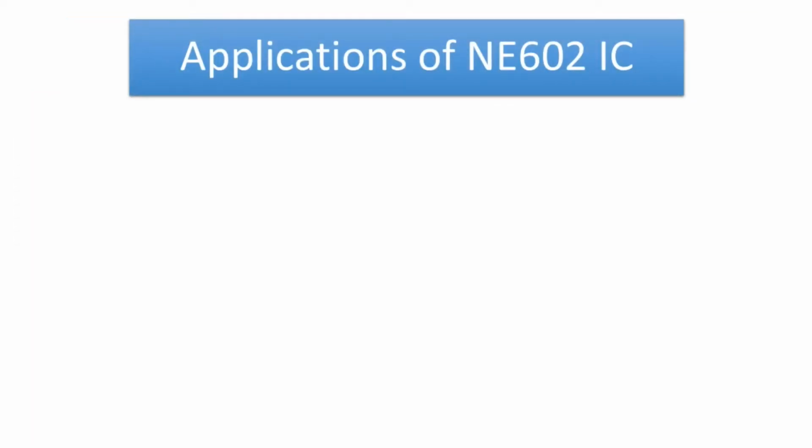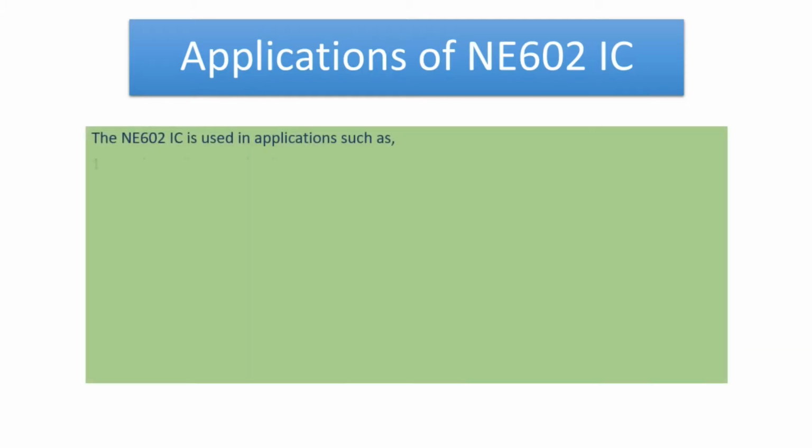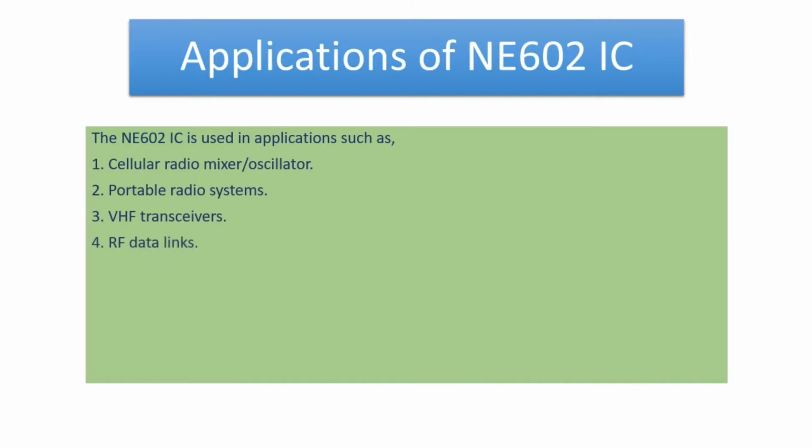Applications of NE602 IC. The NE602 IC is used in applications such as 1. Cellular radio mixer oscillator, 2. Portable radio systems, 3. VHF transceivers, 4. RF data links, 5. HF-VHF frequency conversion, 6. Instrumentation frequency conversion.